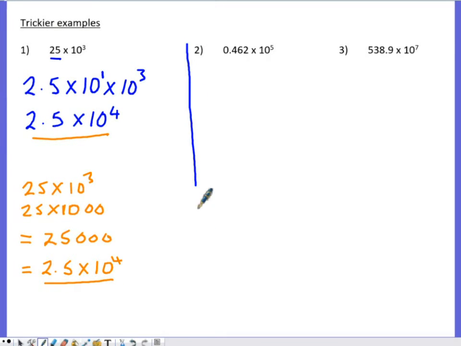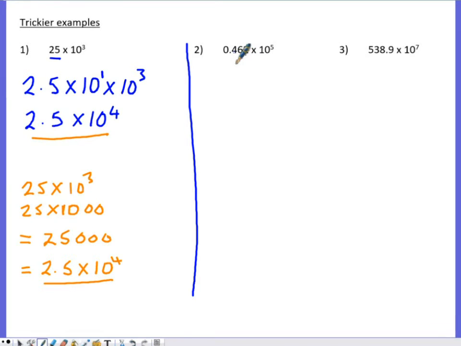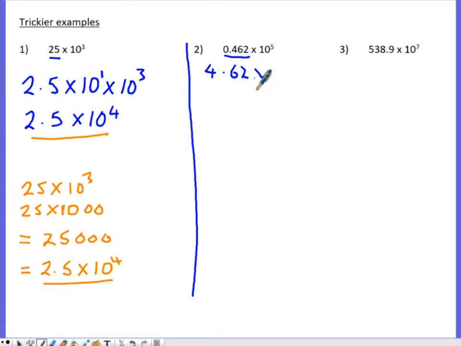In example 2, we need to do a similar thing. It's not quite in standard form. The decimal point would have to be between the 4 and the 6. So let's do that first. So to turn this into standard form, we can say it's 4.62 times 10 to the minus 1, because we're going to make this smaller to turn into that. So that's this bit dealt with.